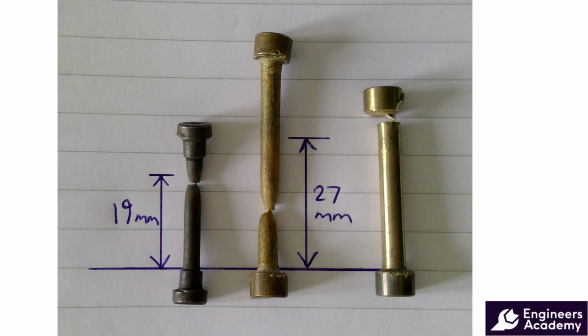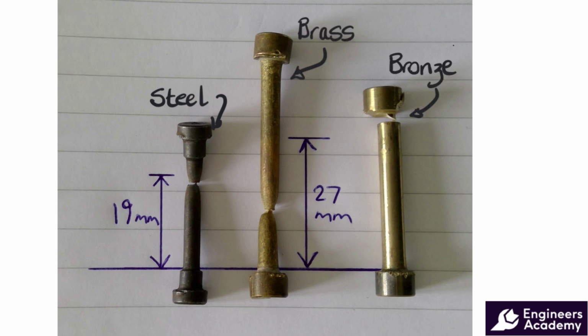On the screen here we have 3 test pieces that have undergone the ultimate tensile strength test. We can use this data as qualitative data because we can look at the qualities of the test sample to infer or draw conclusions from what we can see. The 3 samples from left to right are steel, brass and bronze.